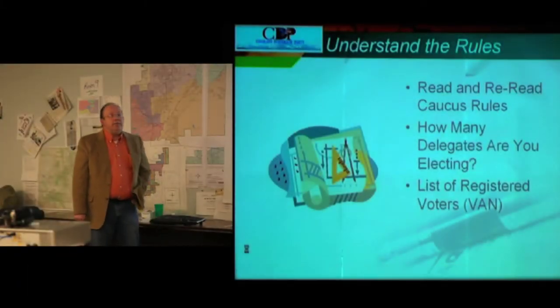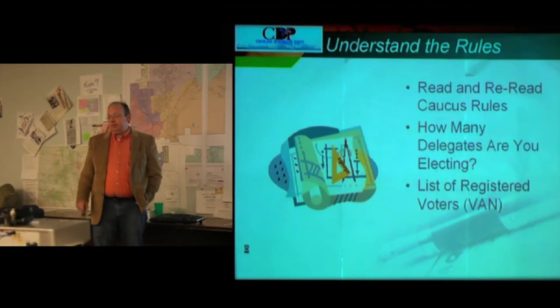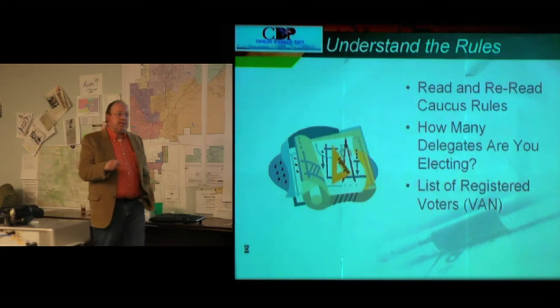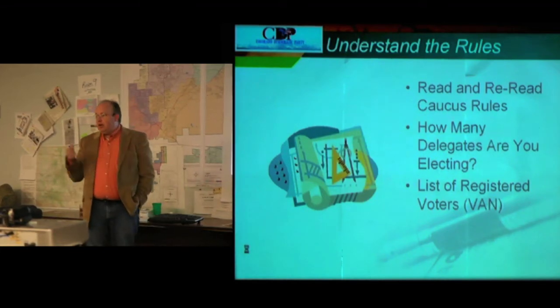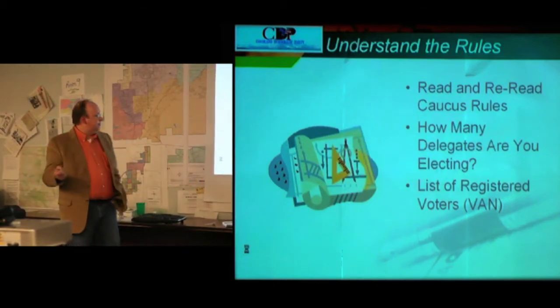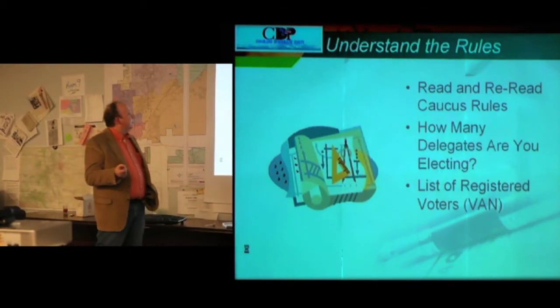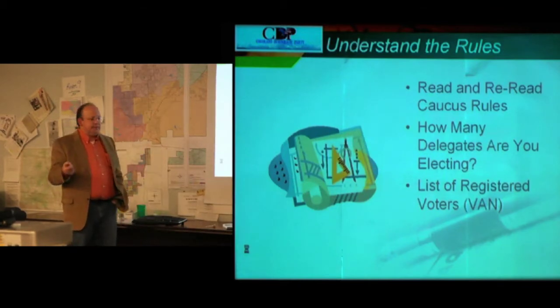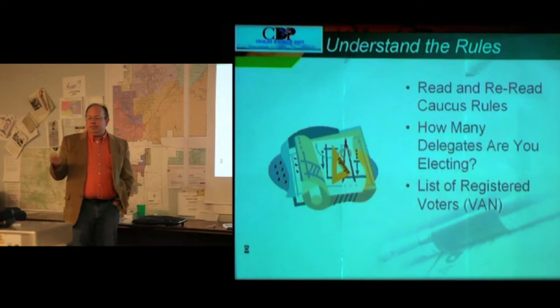One thing you need to know is how many delegates you're electing from your precinct caucus to the county assembly. That's kind of an important piece of the mathematical puzzle. If you don't know how many delegates your precinct gets, it's going to be kind of hard to elect delegates. And finally, I have here that you needed your list of registered voters. Now we're kind of using VAN, so that's not as important as it has been in prior years.